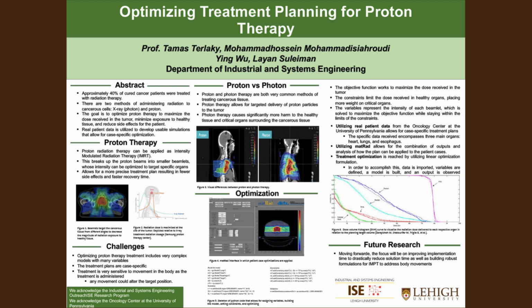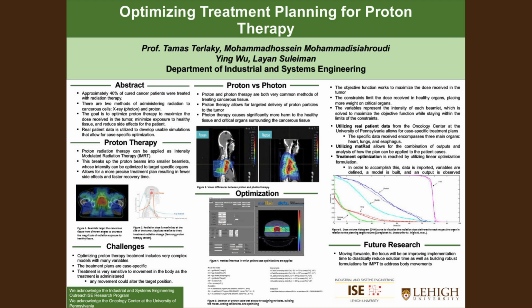In order to achieve this effective and efficient treatment plan, real patient data is utilized to develop usable simulations that allow for case-specific optimization. Proton radiation therapy can be applied as intensity modulated radiation therapy (IMRT), which breaks up the proton beams into smaller beamlets. The intensity of these beamlets can be optimized to target specific organs. This allows for a more precise treatment plan than traditional radiation treatment, resulting in less radiation exposure to healthy tissue, as well as fewer side effects and faster recovery time.